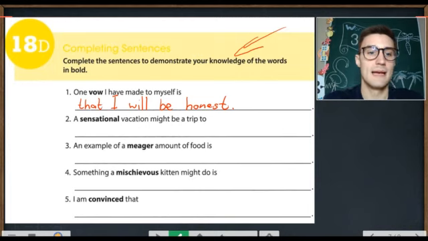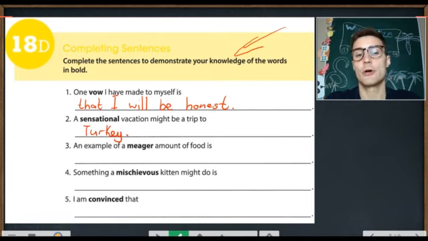Number 2, a sensational vacation might be a trip to... For me, Turkey. A sensational vacation might be a trip to Turkey. I would really want to go to Istanbul. That would be so cool.